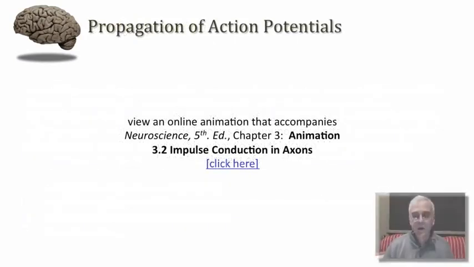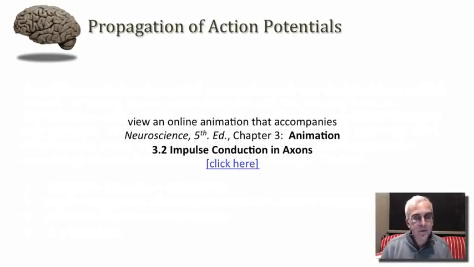Lastly, I would encourage you to view animation 3.2. You can do that by clicking on the hyperlink in your tutorial notes document, or follow your browser navigator to the website that supports our textbook, and view Animation 3.2, Impulse, Conduction, and Axons. And hopefully that will give you yet a different take on this important concept of the propagation of electrical signals along the length of an axon.